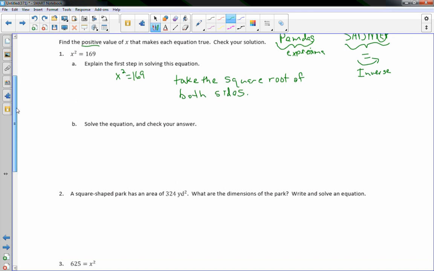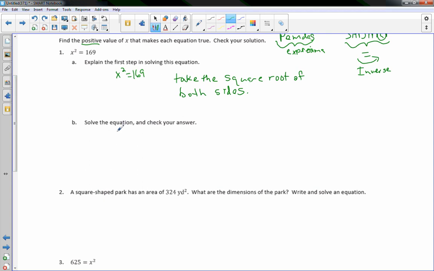Okay, so now it says to solve that equation and check your answer. So now I will do that. So we have x squared equals 169. I'm going to take the square root of both sides. And the square root of a square cancels, and I get x. And the square root of 169 is 13. And it says to check. So then I'm going to take 13 squared equals 169. And 169 equals 169, and it checks.